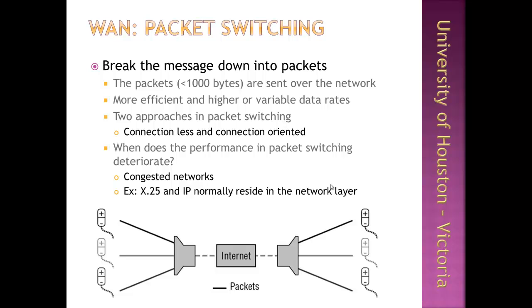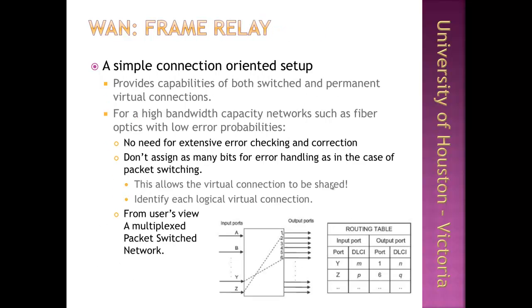So these technologies are essentially vulnerable to congestion. Normally, different arbitration policies may be enforced to avoid this situation. Examples of protocols that are implemented for packet switching are X.25, which is the most common, and also the Internet Protocol, or IP, which is another protocol implemented within packet switching technology. These protocols normally reside on the network layer and also perform extensive error checking to ensure that no data is corrupted during the transmission. The next technology that we'll discuss here is called frame relay.